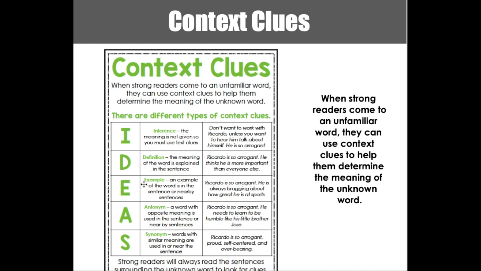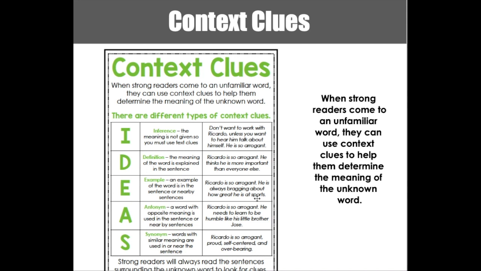The next one is example. An example of the word is in the sentence or nearby sentences. Ricardo is so arrogant. He is always bragging about how great he is at sports. So you can see the second sentence gives an example of what arrogant is.